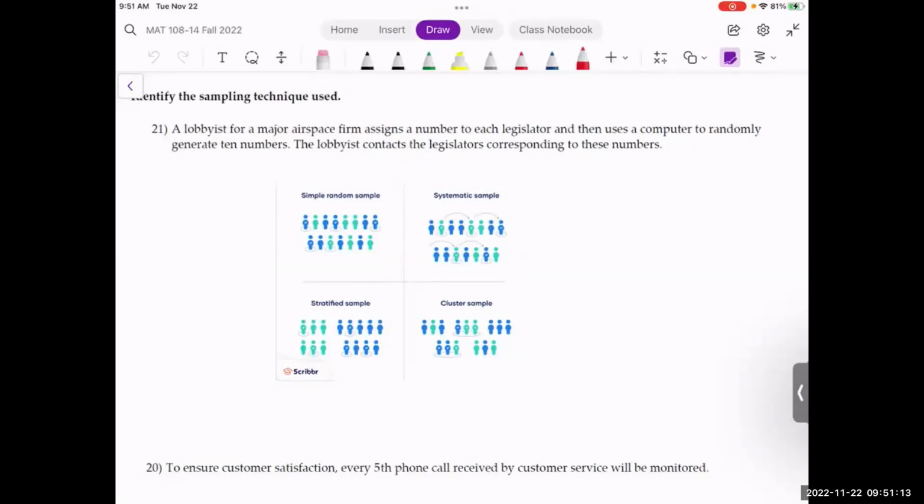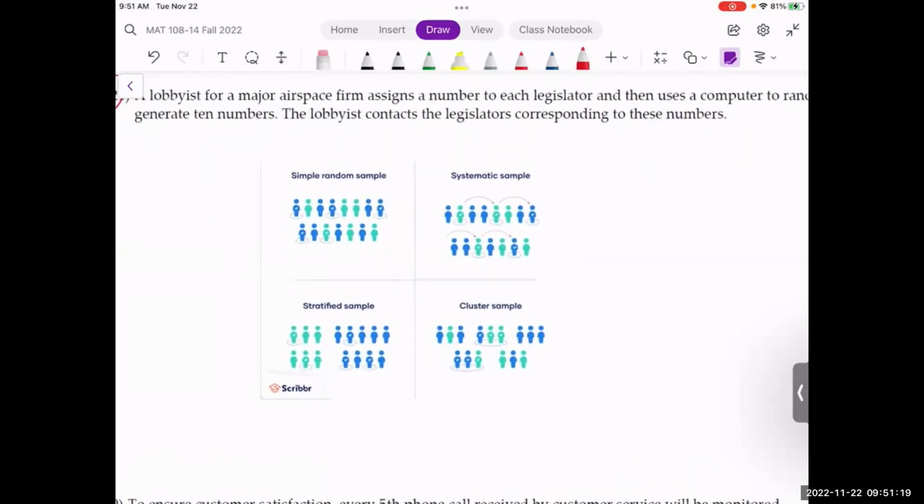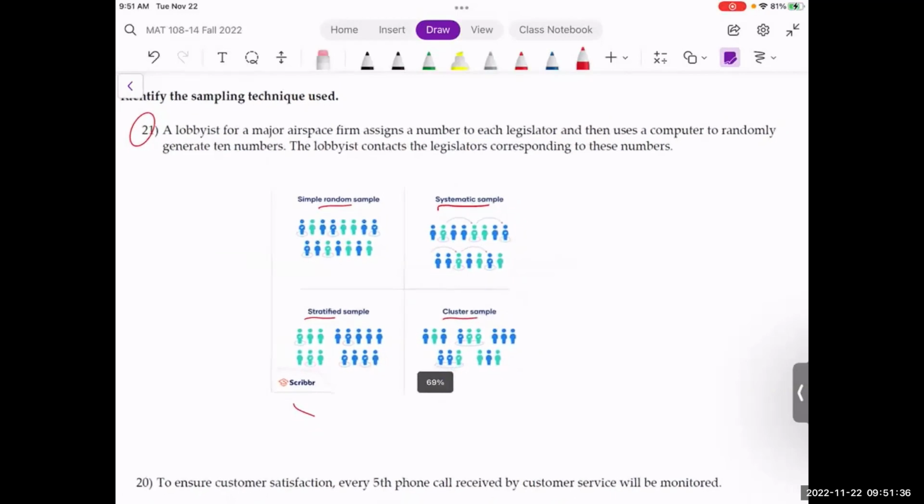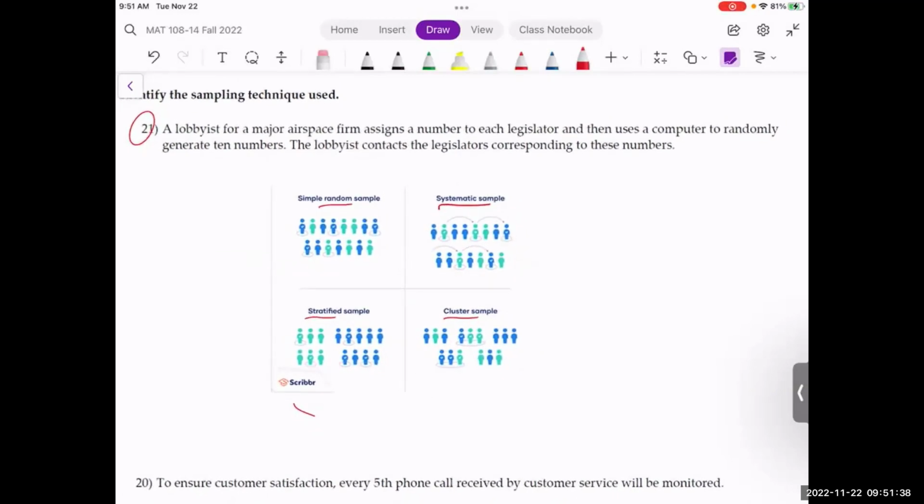All right, so question number 21. What they want to know is one of the 4 techniques. One of the 4 techniques is going to be either random, systematic, cluster, or stratified, right? They are the most common ones. We learn more in the slides, by the way, and the book. We have a few extra ones, right?